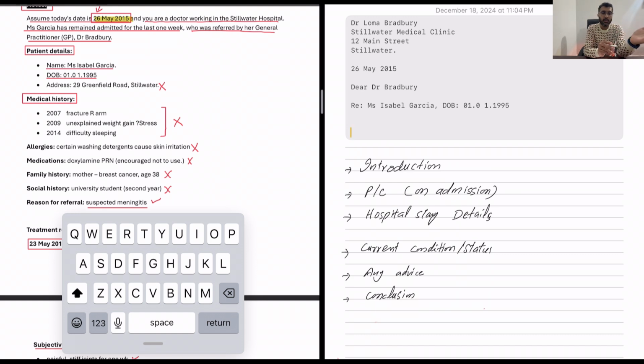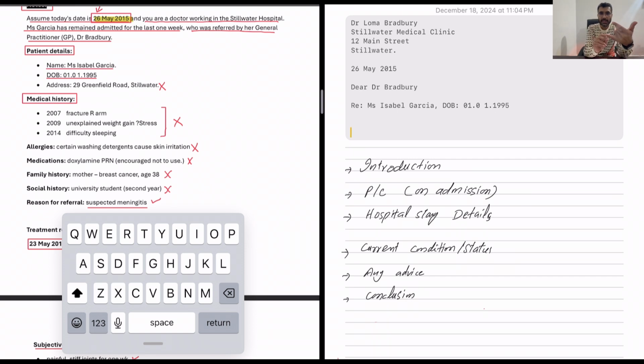Another way to write the introduction of the update letter is: your patient, Miss Isabel Garcia, who was referred with suspected meningitis, is now being treated and making good progress.